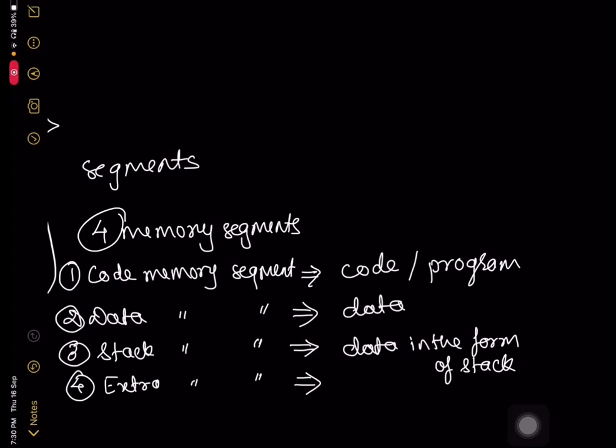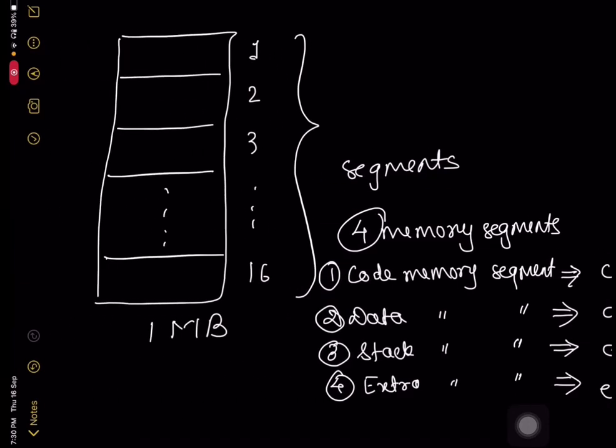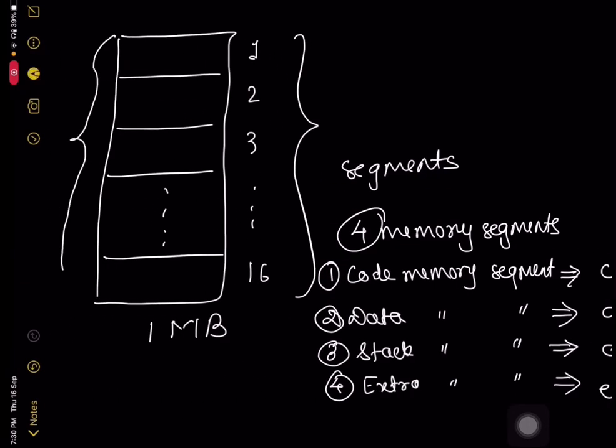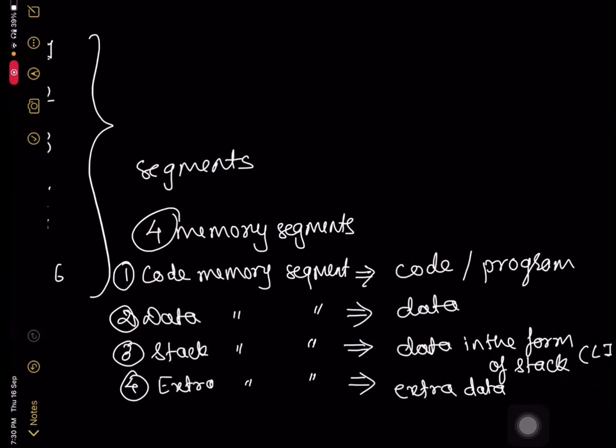But right now we should understand that stack is a kind of last in first out format. So if the data is stored in the form of stack, it will be saved in the stack memory segment. And if we have some extra data, then that can be saved in the extra memory segment. So likewise, out of total 16 segments of the memory which are available, 4 memory segments can be used in one particular program. One memory segment is dedicated specially for storage of code.